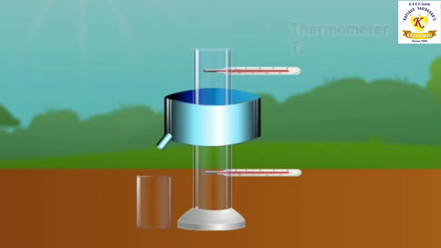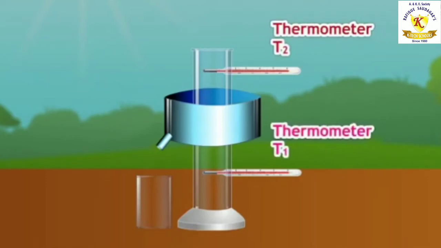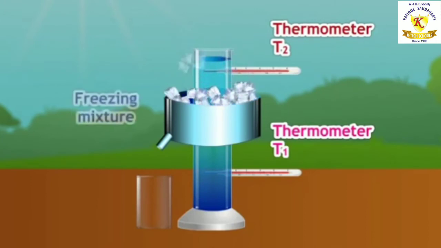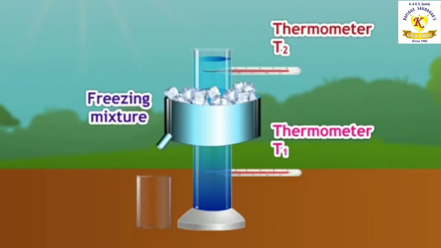There is a provision to attach thermometers above to measure temperature T2 and below to measure temperature T1. The flat bowl is on the cylindrical container. Water is filled in the cylindrical container, and a mixture of ice and salt is put in the flat bowl.